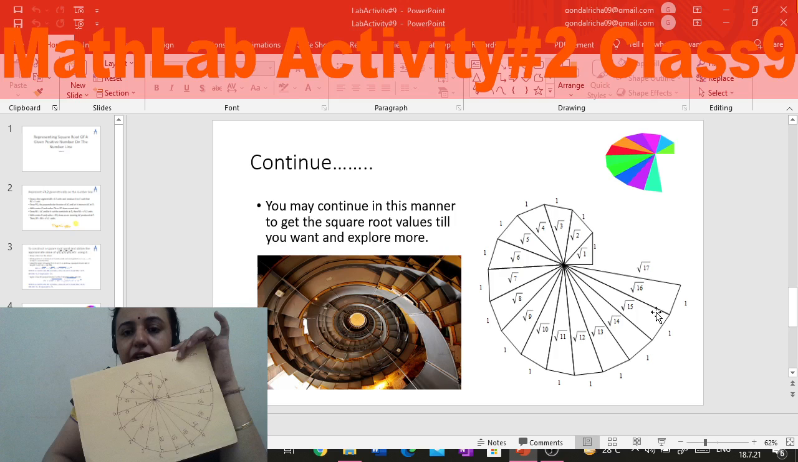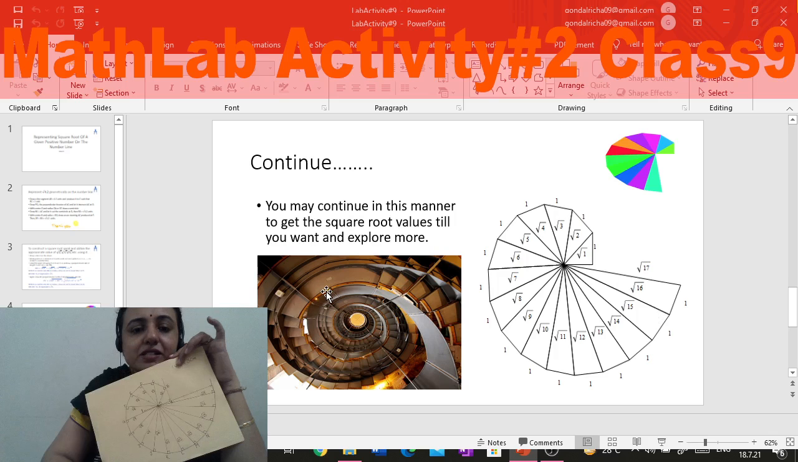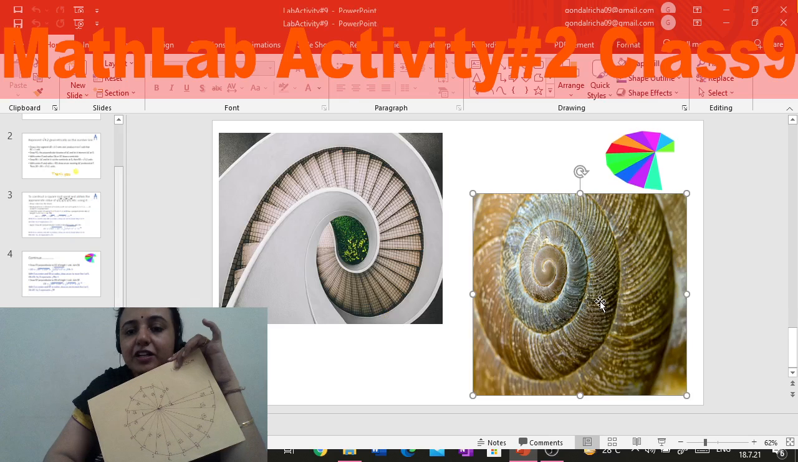Then this is the real life application in architectural designs. The engineers and the architects are using this spiral design in building staircases. And further, there is also one example of the presence of this spiral design in nature.